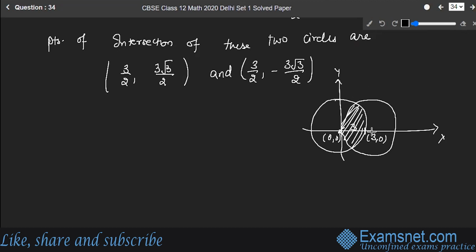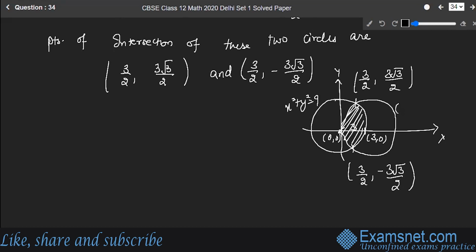The area bounded by these two circles. And these are the two points of intersection. This is 3 by 2, 3 root 3 upon 2. And this point is 3 by 2, minus 3 root 3 upon 2. And this is x square plus y square is equal to 9. This circle is (x minus 3) square plus y square is equal to 9. These are the two circles. I think I have written everything. Okay, this is also 3.